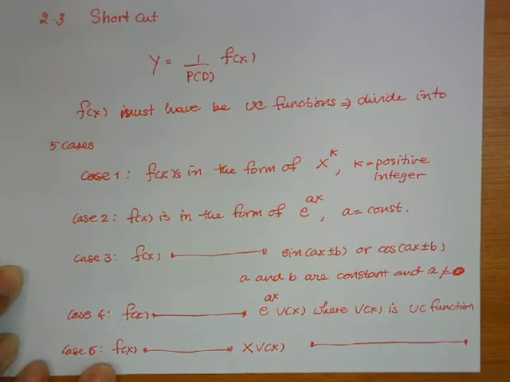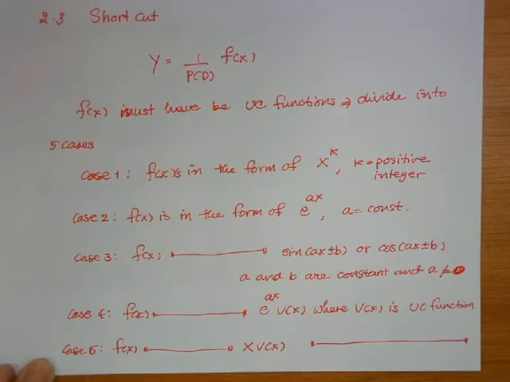Now for the third method, not third method, it's a sub-method of the operator method we call the shortcut method. For shortcut, they're saying that your f(x) has got to be a UC function. Got to be a UC function.